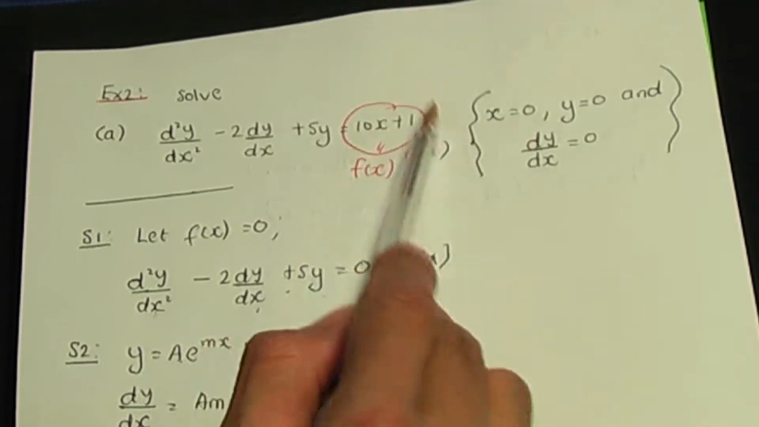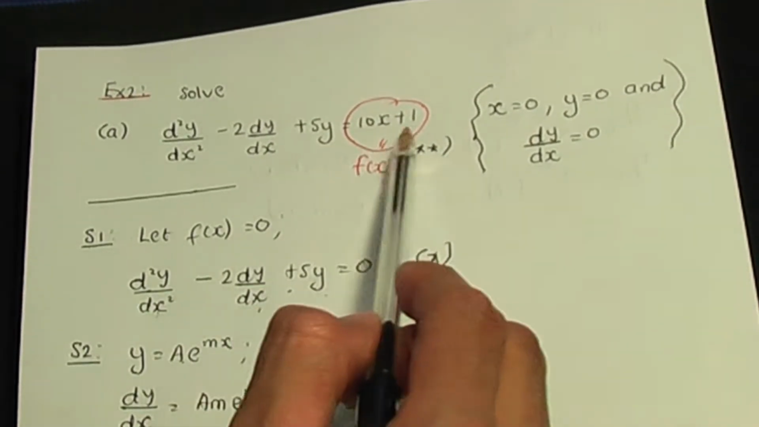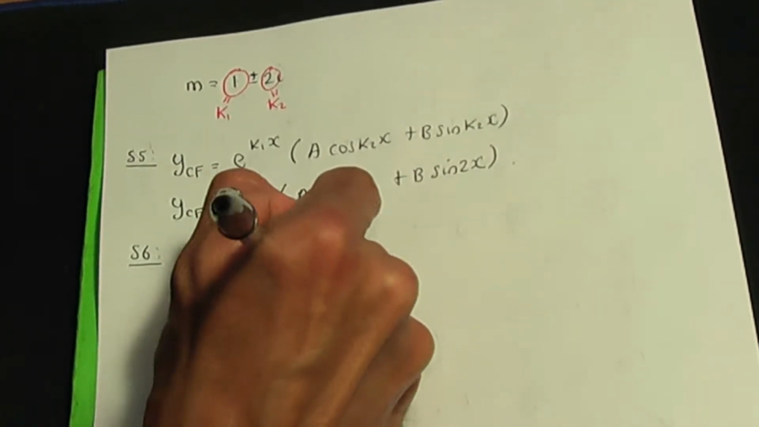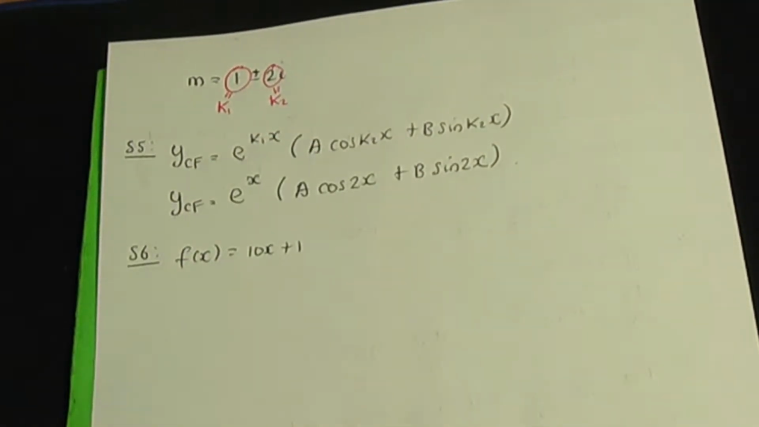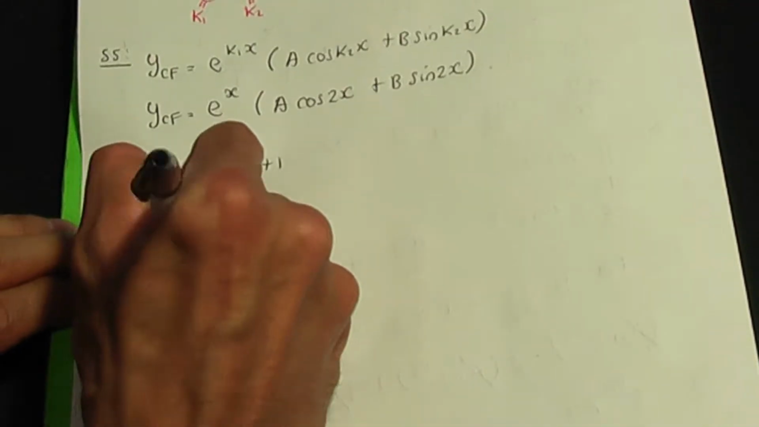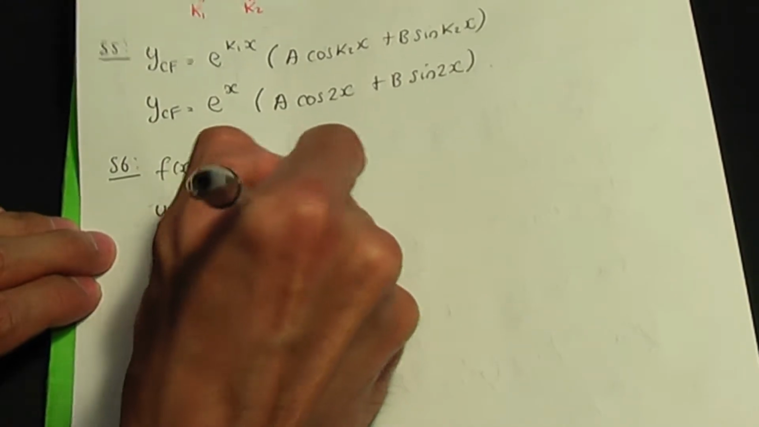So our form for f of x is 10x plus 1. So f of x, in other words, is a linear. Okay, so let me make a note of that. So in step 6, our f of x is 10x plus 1, which is linear. If we go to the screenshot quickly, since our f of x is of the form ax plus b, where a and b are constants, we need to take ypi to be linear also. So we need to choose ypi to be px plus q, and p and q are constants that we need to calculate. Okay, so back to paper and pen. So we're going to take ypi to be px plus q.